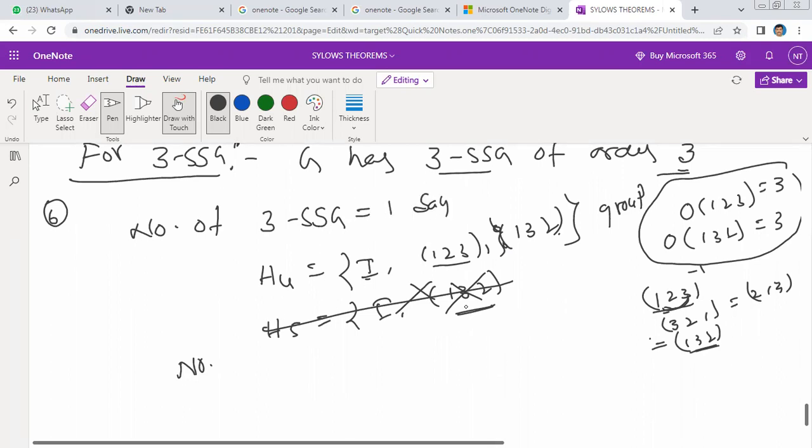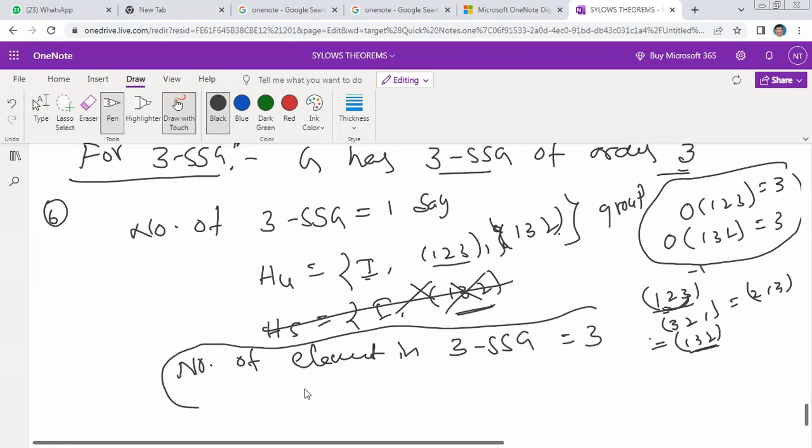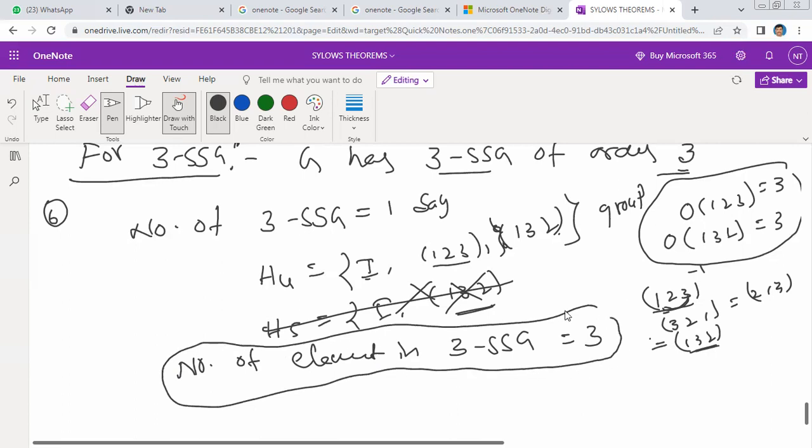Say H4 is equal to this one. ఒకటే ఉందండి. Number of 3 Sylow subgroups is 1. That is H4 is equal to this one. So what is the total number of elements in the Sylow 3 subgroup? Number of elements in it, చెప్తారా? 3. ఎందుకంటే ఇంకా వేరే లేవు కాబట్టి (1 2 3) these are 3 elements in the Sylow subgroup.